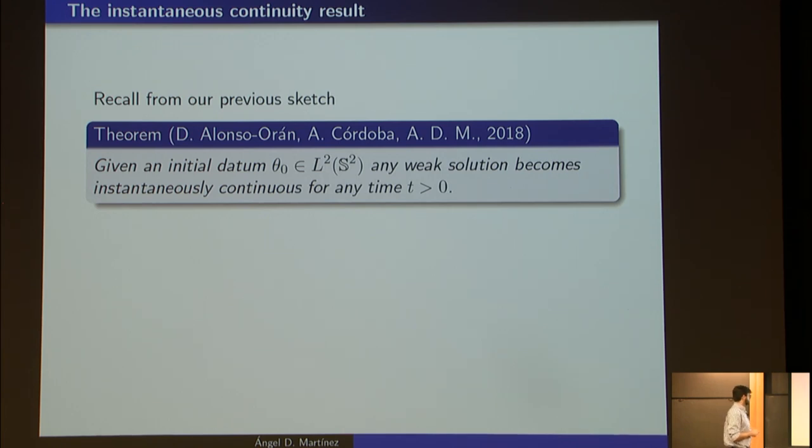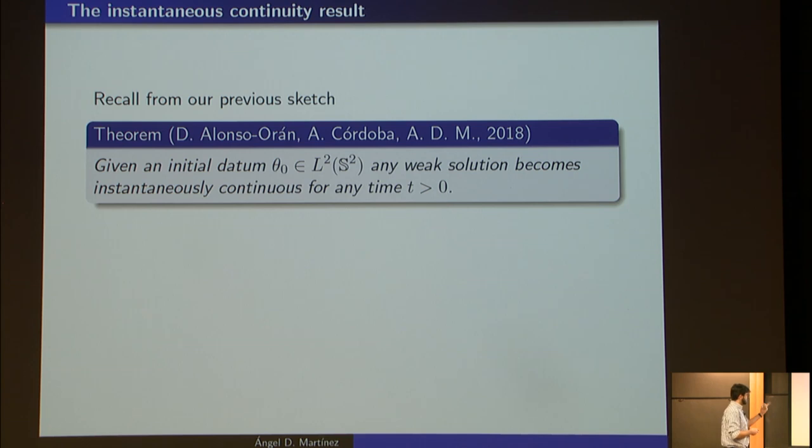So all in all, let me recall my first goal. My first goal is to talk a little bit about how to prove that if initially you have an L2 function, then any weak solution will become continuous. And I will lie to you a lot. I won't tell you the proof because it is rather long, but I want to convince you that it is feasible and that it is not feasible to explain that to you here.